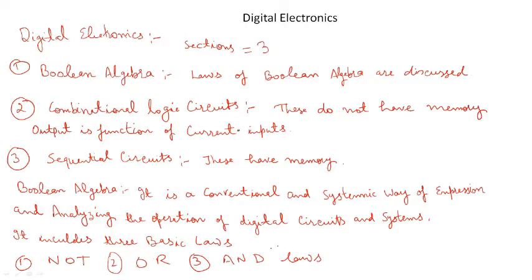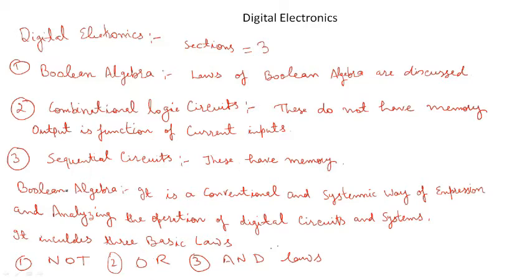And in these logic circuits, the output is a function of the latest inputs, and these circuits do not have any memory. The third section is the sequential circuits. The output of these circuits depends not only on the latest input but also on the condition of the previous inputs. These circuits can be used for memory purposes.